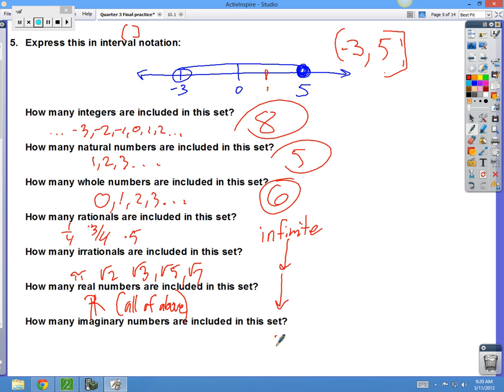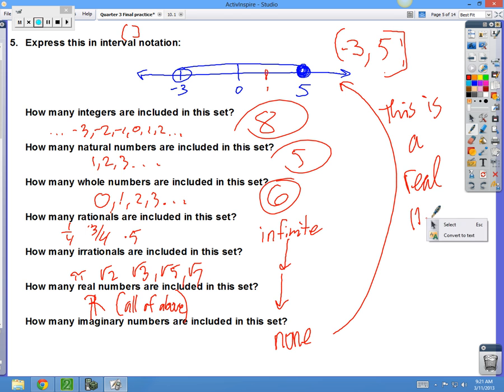How many imaginaries are there? None. There's 0. Because this is a real number line. So there's no imaginaries on that number line. That number line only has real numbers. So that's kind of a trick question. Next.